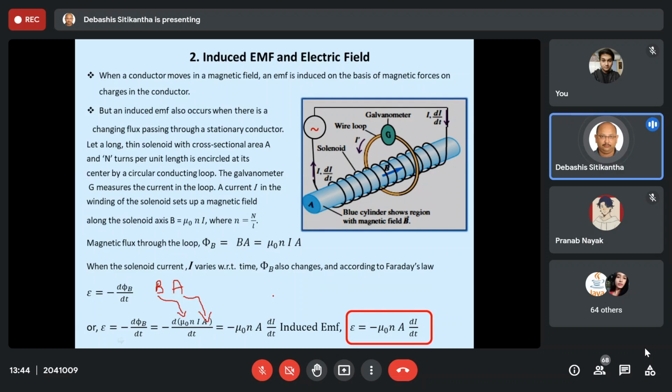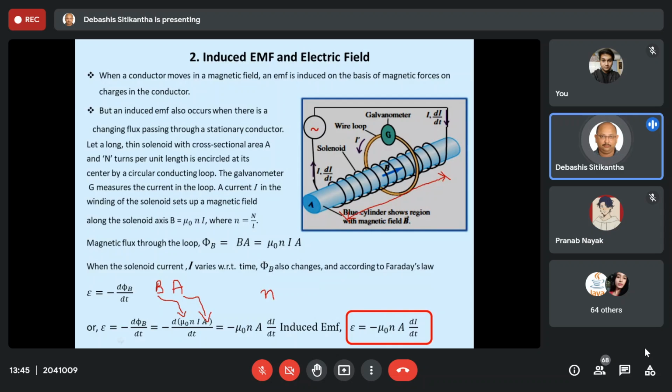What is small n? Small n is nothing but the total number of turns per unit length. Just imagine, in practical coils, if you see anywhere, the coils are made out of thin wires and they use lots and lots of turns. That means within a length of 2 centimeters, they may have 300 or 400 turns.